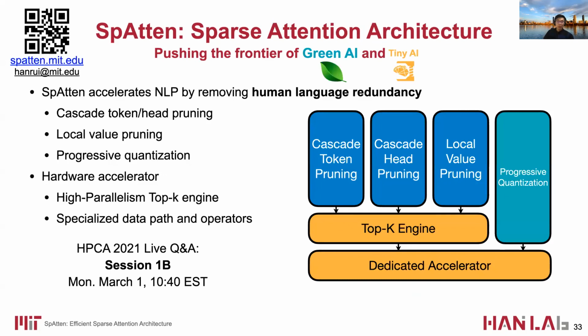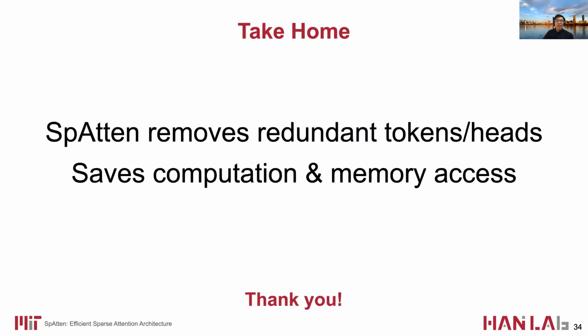As conclusion, we propose SpAtten Accelerator to push the frontier of green AI and tiny AI. SpAtten accelerates NLP by removing redundancy in human languages with cascade token and head pruning, local value pruning, and progressive quantization. It is also equipped with a high parallelism top-K engine and specialized data paths and operators to improve the efficiency. For more information, please check our website at spatten.mit.edu. Finally, as take-home, SpAtten removes redundant tokens and heads and saves computations and memory access of NLP models. Thanks for listening.